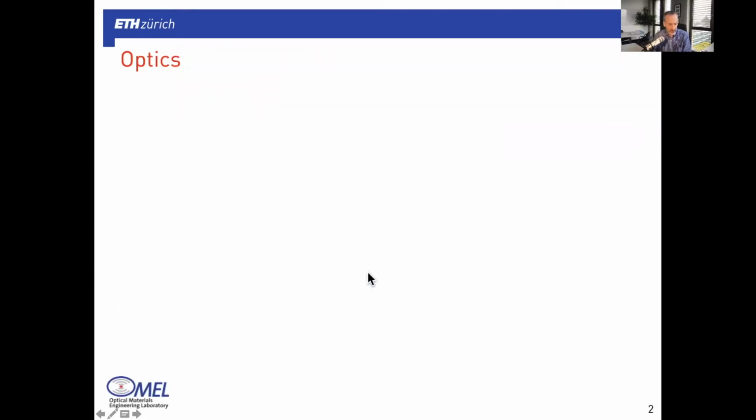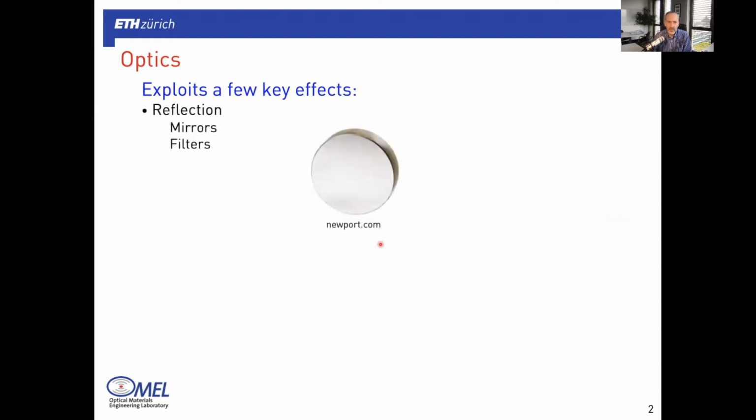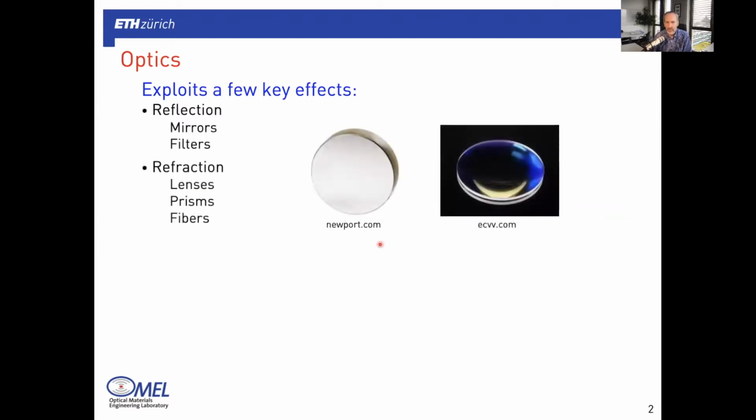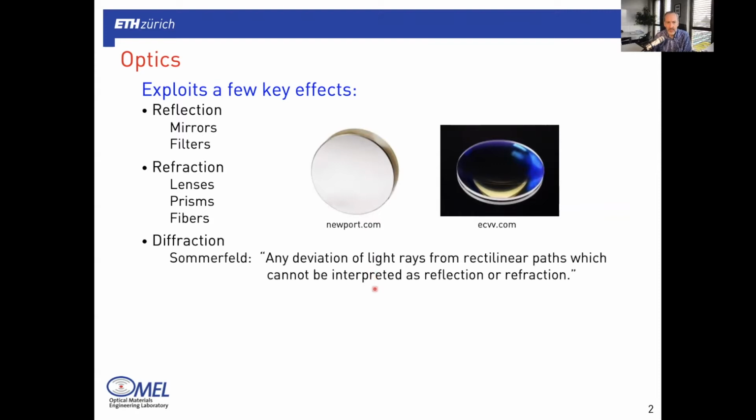So I just want to remind you that in optics, we exploit only a few key effects. We have reflection in devices such as mirrors and filters. We have refraction in devices such as lenses, prisms, and fibers. And then we have diffraction, which Sommerfeld once described as basically anything that's not reflection or refraction. And of course, diffraction leads to devices such as gratings and holograms.